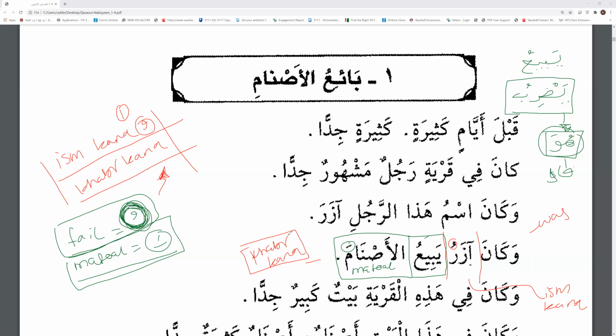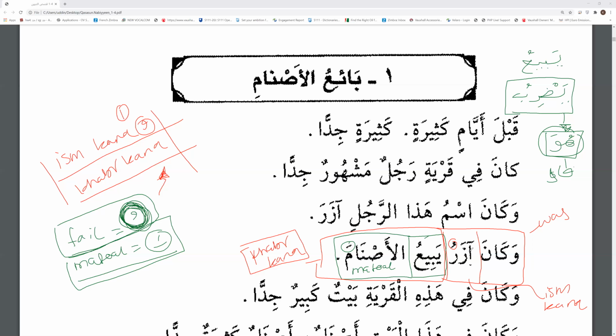And then remember, this becomes under the box of the initial box that we made. We said that this is a khabar kana. Don't forget. And we said that wakana azaru, Azar is the ism of kana. So can somebody translate this whole sentence for me now, please? Azar was selling idols. That's it. Finished.